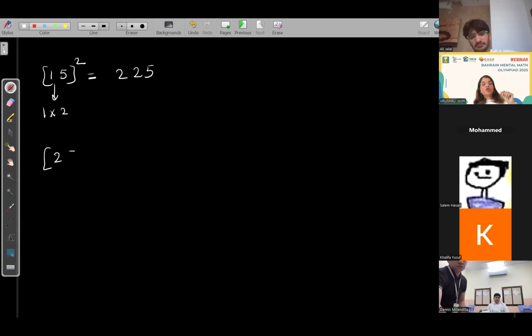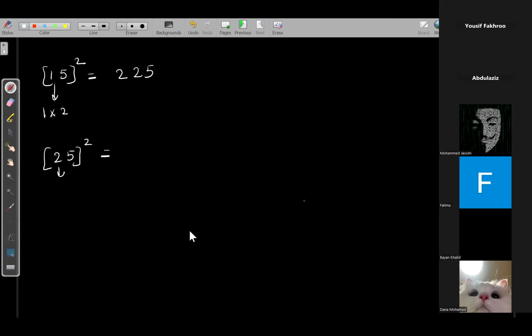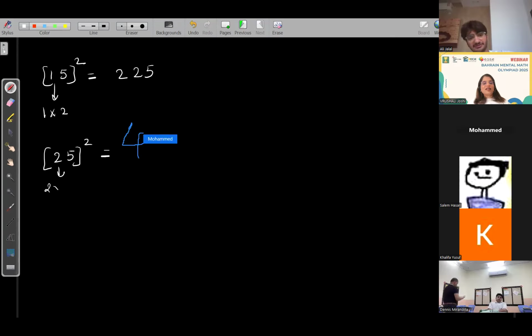Okay. Then suppose you want to do 25 square. What comes after 2? What is the consecutive number after 2? 3. That is a 2 times 3.